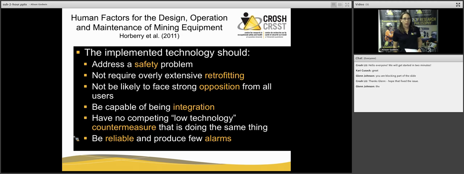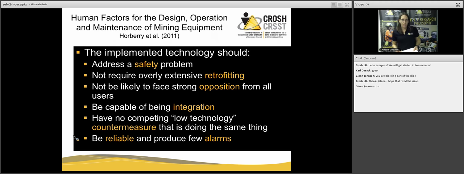You want to not be likely to face strong opposition from all users. As with any ergonomic implementation, you want buy-in from the people who are using it. And I've always added on there that policy and procedure are almost as important as the interventions themselves. Just adding a proximity detection system into an existing situation likely won't be super successful unless there's a corresponding policy and procedure that go along with it.